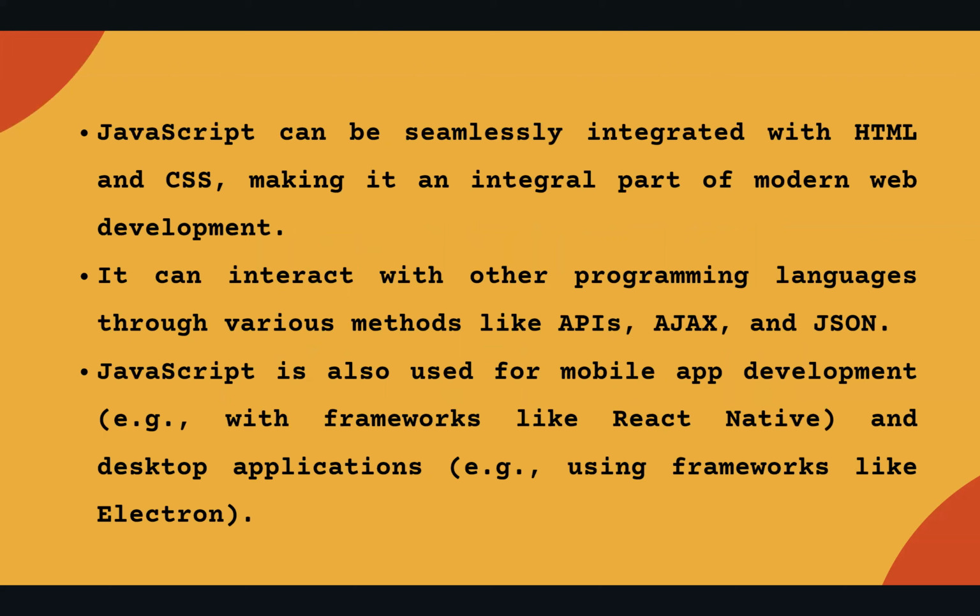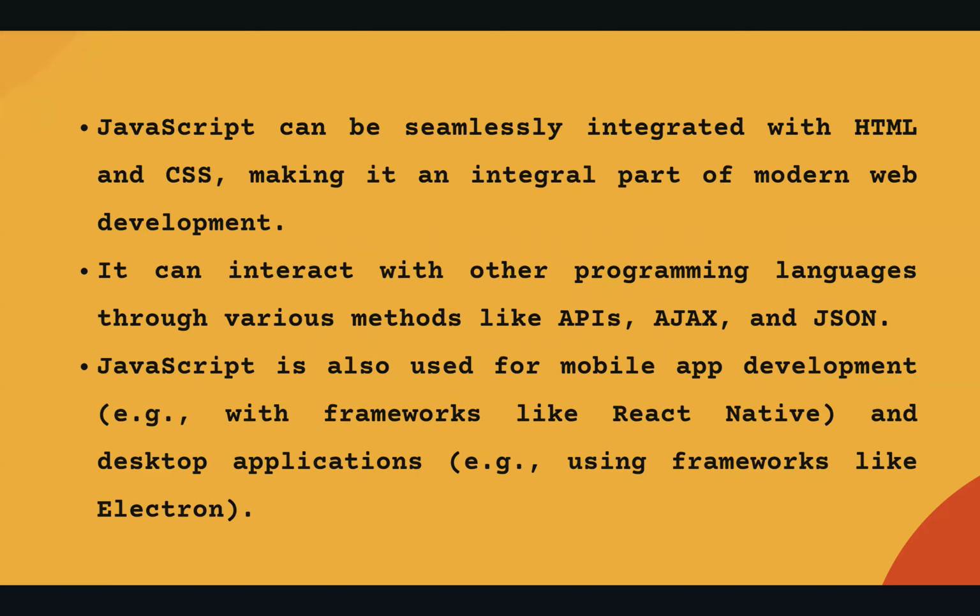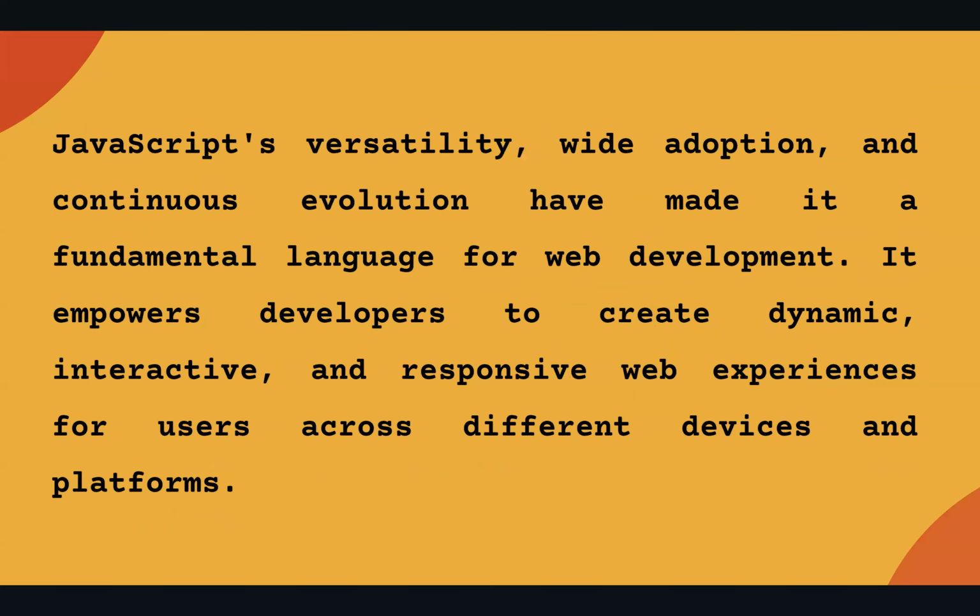It can interact with other programming languages through various methods like APIs, Ajax, and JSON. JavaScript is also used for mobile app development with frameworks like React Native, and desktop applications using frameworks like Electron, something like that. So you can integrate them with these types of frameworks also to develop mobile-based and desktop-based applications. And JavaScript's versatility, wide adoption, and continuous evolution have made it a fundamental language for web development. It empowers developers to create dynamic, interactive, and responsive web experiences for users across different devices and platforms.